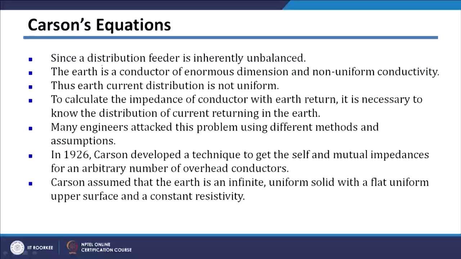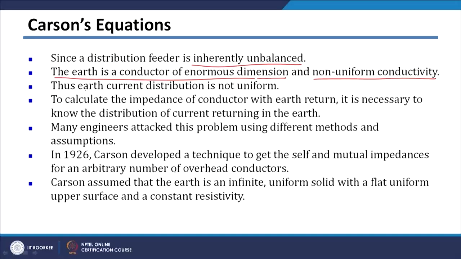As we discussed, since a distribution feeder is inherently unbalanced, many times your ground path will have currents flowing through it, and because of that your self as well as mutual impedances will get altered. Then we have seen the earth is a conductor of enormous dimension and non-uniform conductivity.